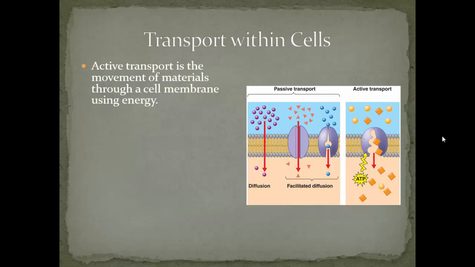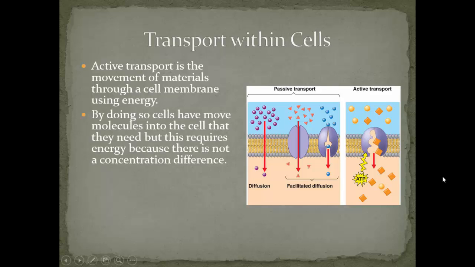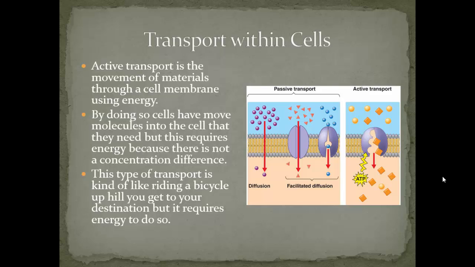Active transport, on the other hand, is the movement of materials through a cell membrane using energy. Sometimes you need energy to move large objects, to move objects against the gradient. All right, so cells move more molecules into the cell that they need, but this requires energy because there is not a concentration difference. So there'll just be a couple of them they need to get in. There isn't an area of high concentration or an area of low concentration. So it's like riding a bicycle uphill. Sometimes you just need to get up that hill, and the only way to do it is to pedal your hardest.